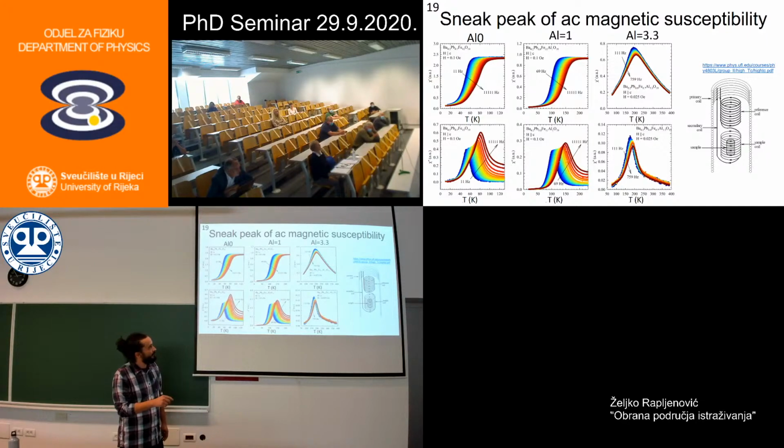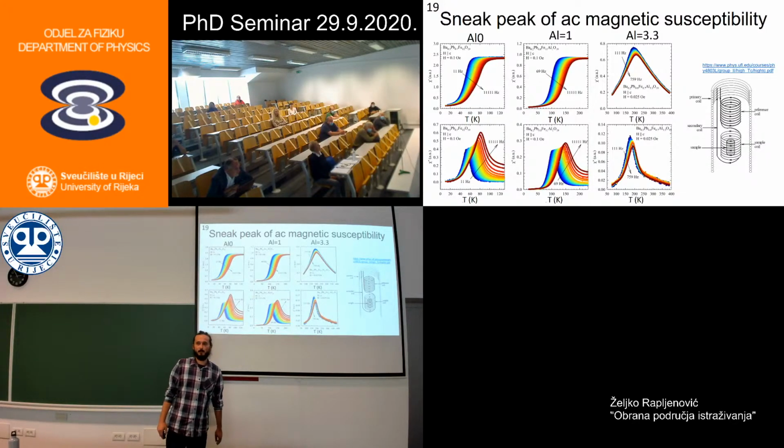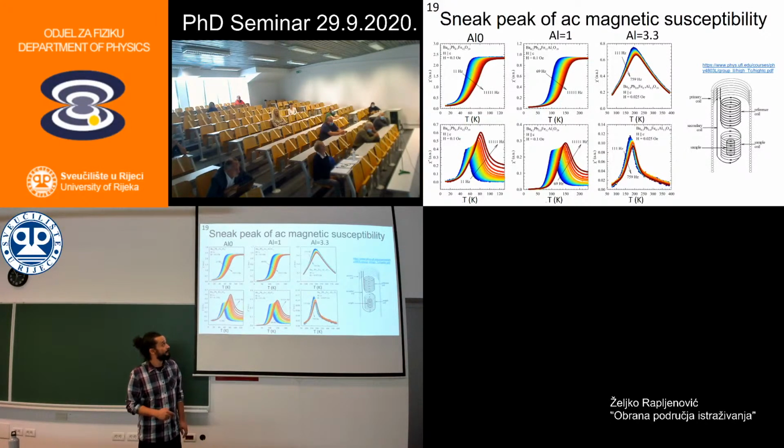But after we introduce 3.3 aluminum, this feature is gone and it is replaced by this feature which looks like a superparamagnetic transition. This could mean that we lost the long-range order in the structure and the particles that resist are single domain. And for every one of these processes, we can extract the activation energy that governs it.